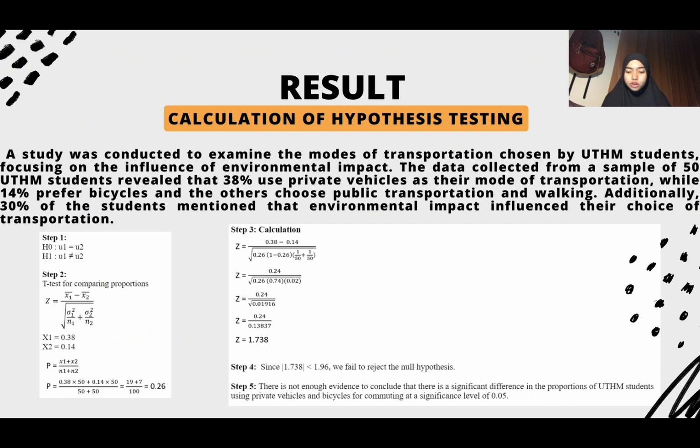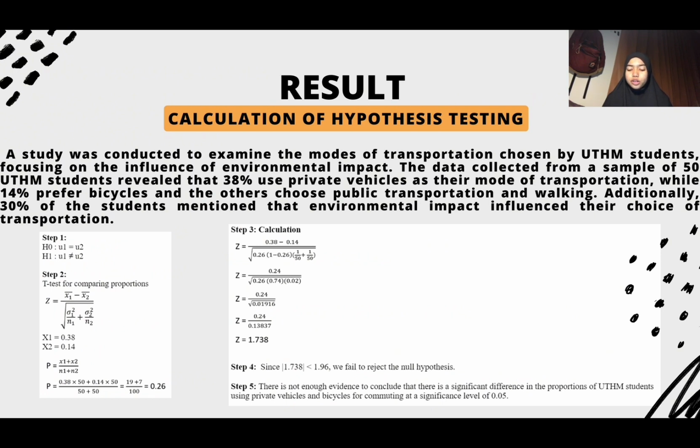So for step 1, we do the H0 and H1. H0 is U1 equal to U2, and H1 is U1 not equal to U2. For step 2, we use the t-test of comparison of proportions. We use the t-test formula to find p. After we insert the values in the formula, we get the answer 0.26.